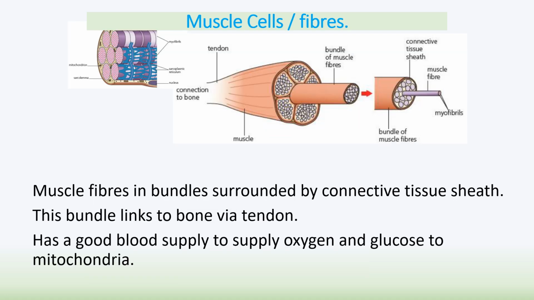And basically muscle fibers are in bundles, surrounded by connective tissue, and we'll refer to them as muscle fibers during this video. They have a good blood supply of oxygen and glucose, to allow aerobic respiration via mitochondria. And you'll see the need for ATP throughout the muscle contraction stages in a few minutes.